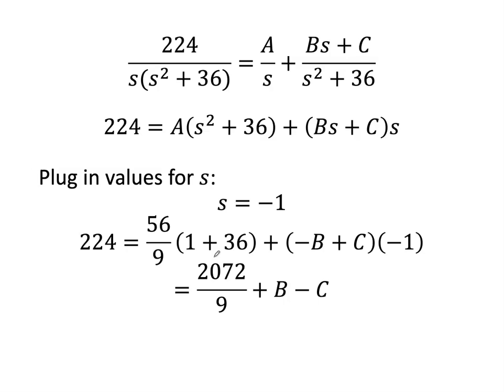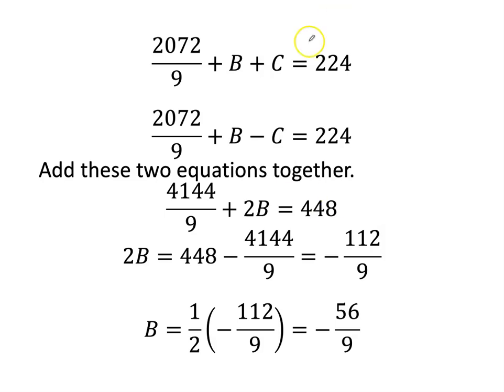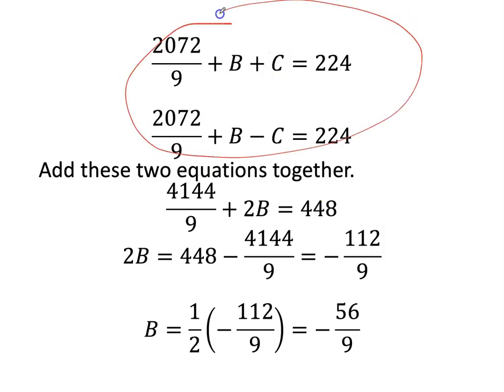Okay, now let's plug in s equals negative 1. Again, we know what a is, 56 over 9. This is still going to be 1 plus 36. S equals negative 1 will give us negative b plus c times negative 1. In other words, the right side is 2072 over 9 plus b minus c. So here's our system of two equations and two unknowns.